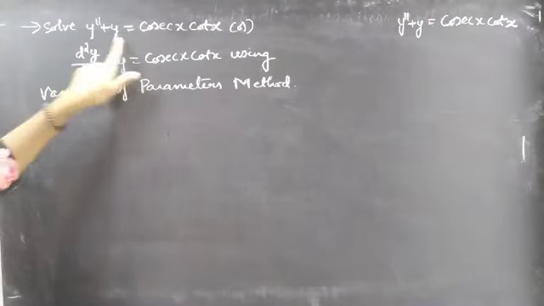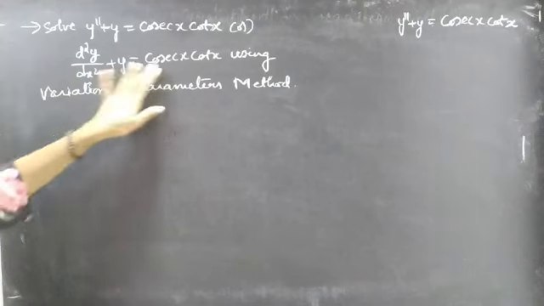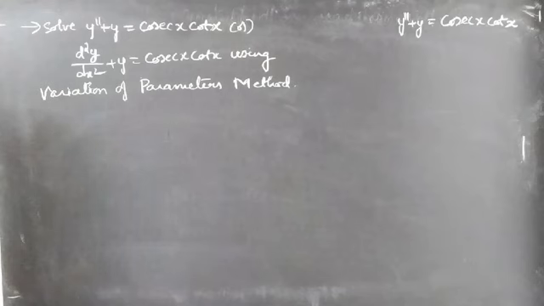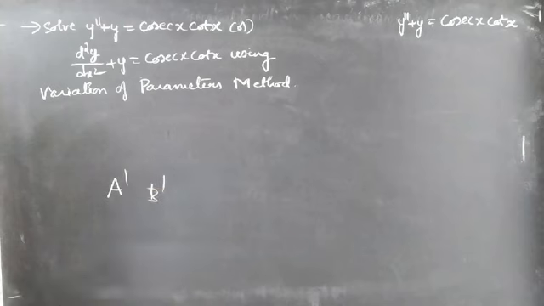Problem: solve y double dash plus y equal to cosecant x cot x, or d square y by dx square plus y equal to cosecant x cot x, using variation of parameters. In the previous video, we saw this same problem by finding y, y dash and y double dash, but here we are going to find a dash and b dash using some formulae. Okay, let's get going.